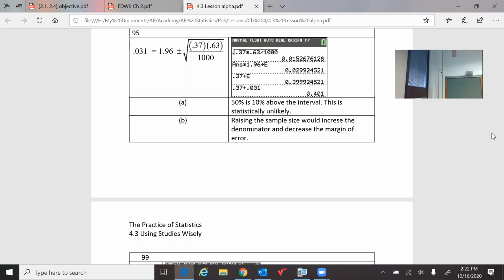Well, first of all, it says, would you be surprised if 50% say yes? Yeah, because the margin of error is 3%. Out of the 37 takes you to 40. 50% is higher than the interval. So yes, you'd be surprised. Okay? Well, what would happen if you do that?